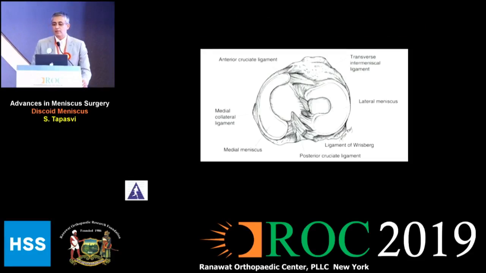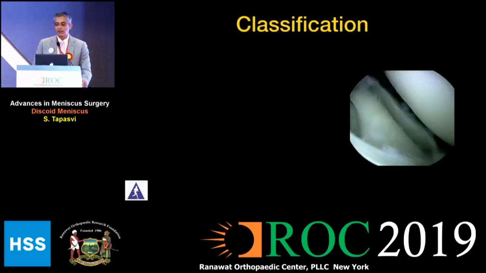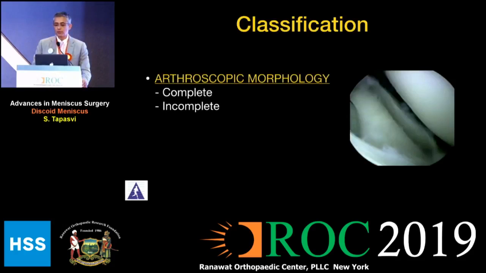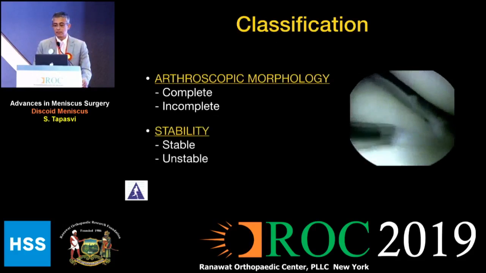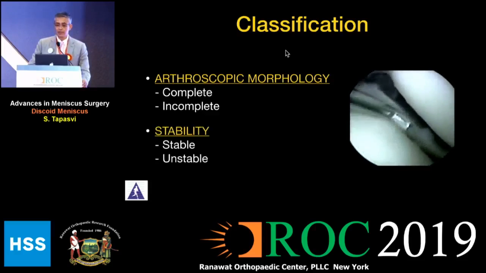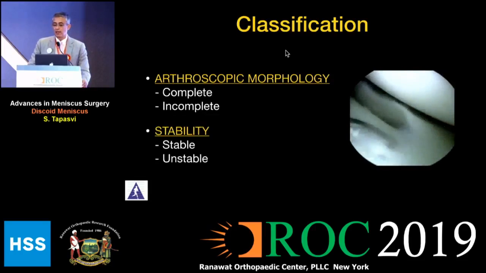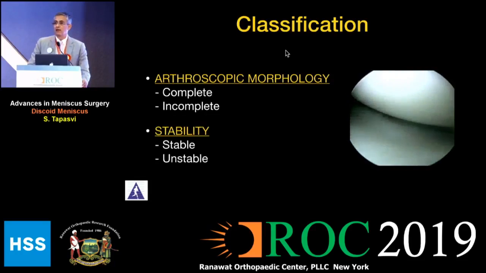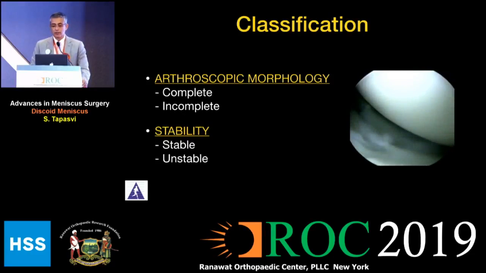If you look at the discoid lateral meniscus, you have certain variations of the same, and you can classify them based on the arthroscopic morphology or based on the stability criteria, depending upon whether it is a complete discoid, an incomplete discoid, whether it is stable or unstable. And I think this is by far the best or the most practical way to look at them, since that really determines what is going to be your treatment plan.